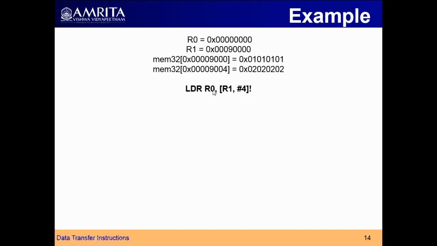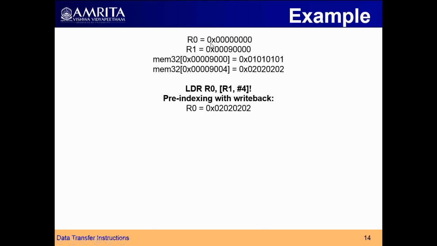Then I am writing an instruction LDR R0, R1, #4 exclamation. What does it mean? R1 will be incremented by 4, and the content of that address will be moved on to R0. This is known as pre-indexed addressing mode with the write back. So what will be the content of R0? R1 will be incremented by 4.